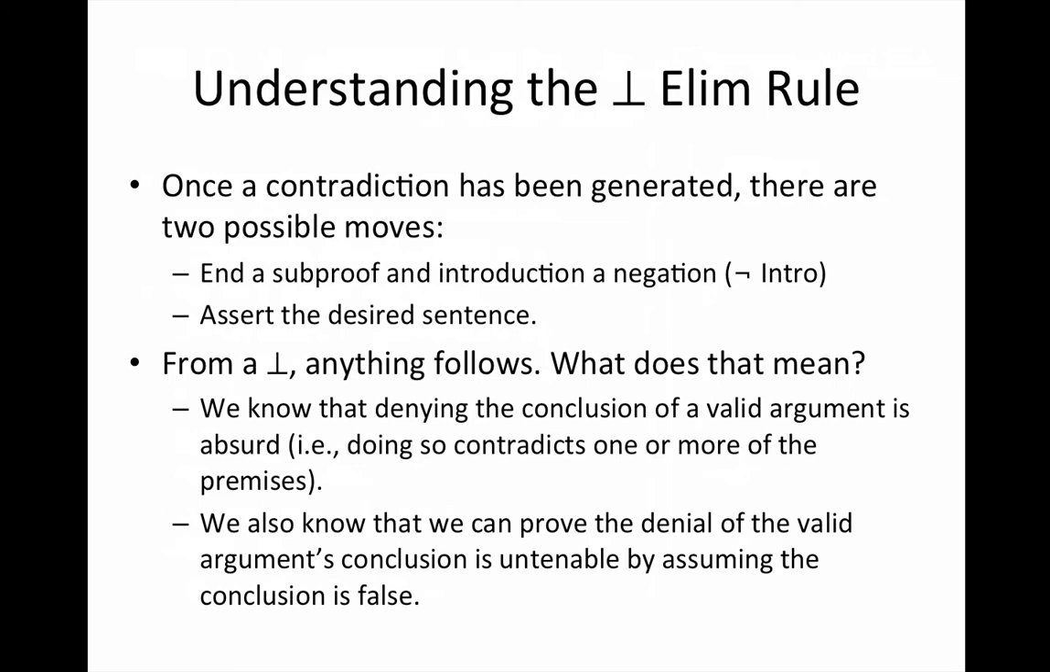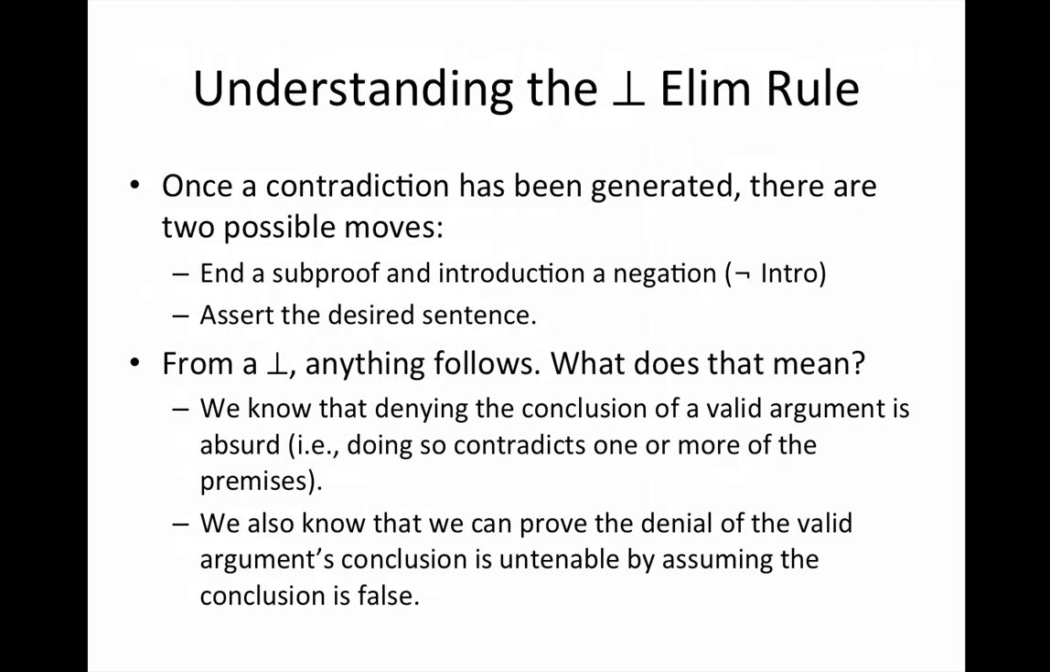You either end a subproof that you're in, exit that subproof, and assert negation intro, or immediately after the contradiction symbol, within the same line of the sequence you're in, whether it's a subproof or not, you assert whatever sentence you want, and the sentence you want is typically a sentence that either concludes the proof or that gets you another step closer to concluding the proof.